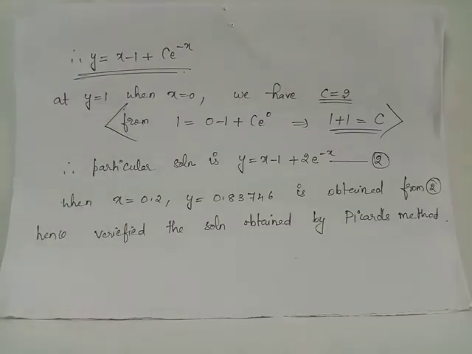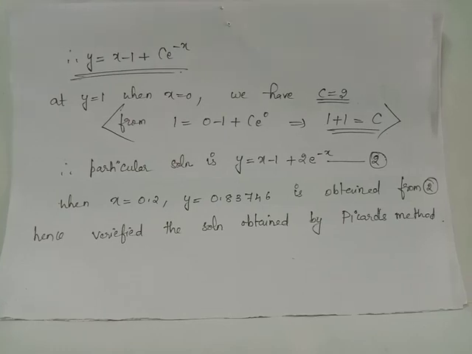In this equation, when you give y = 1 and x = 0, we get c = 2, which gives the particular solution. In this particular solution, given by equation 2, when you give x = 0.2, you will get y = 0.83746, which is exactly the value we obtained in Picard's method as the fifth approximation of y. We have verified the solution of Picard's method using the exact particular solution.